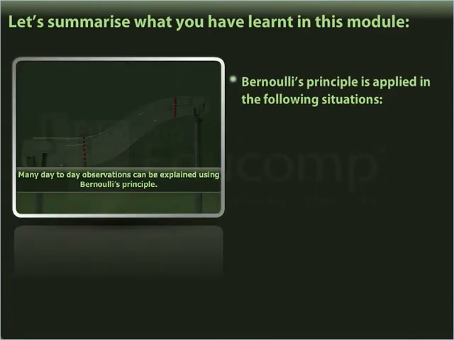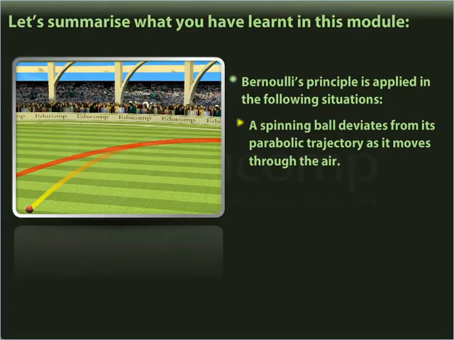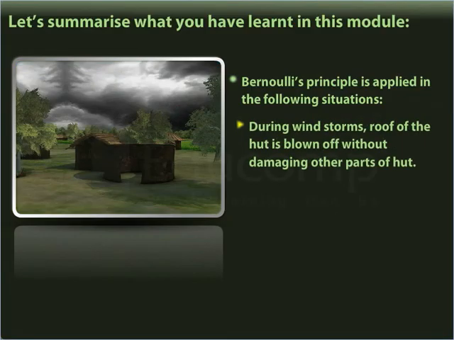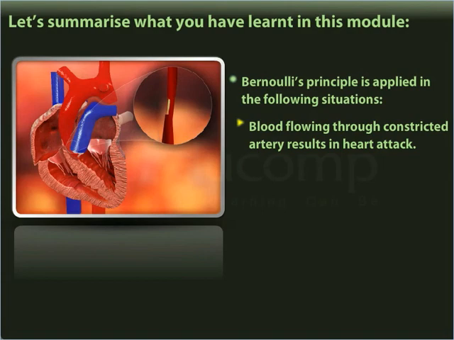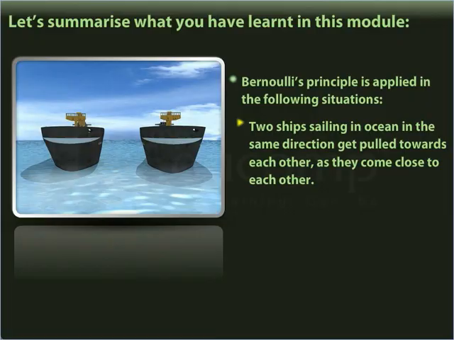Bernoulli's principle is applied in the following situations. A spinning ball deviates from its parabolic trajectory as it moves through the air. During windstorms, the roof of a hut is blown off without damaging other parts of the hut. Blood flowing through constricted arteries results in a heart attack. Two ships sailing in an ocean in the same direction get pulled towards each other as they come close to each other.